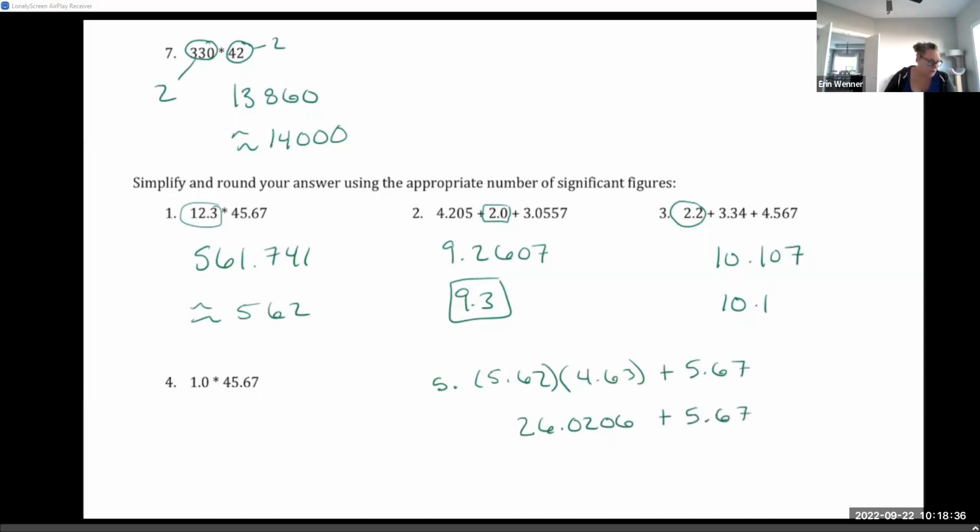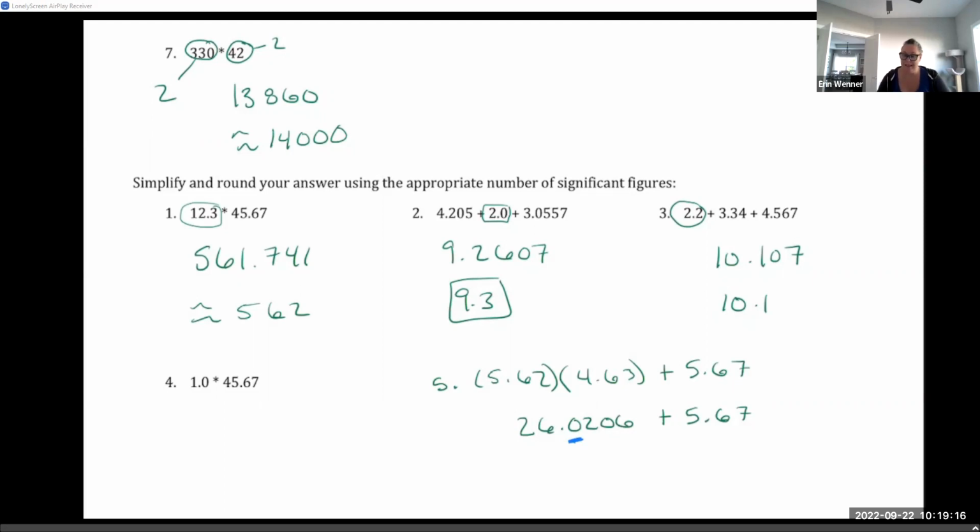Now there's this thing called an underbar. So when we multiply these together and we want to round the multiplication, again, with multiplication, we're looking for the least number of significant figures. Since both numbers have 3 significant figures in it, our answer can only have 3 significant figures. So I'm going to mark the 0 with an underbar, and that underbar indicates how accurate this number is. Meaning, yes, we have 26.0206, and we're keeping that as it is.